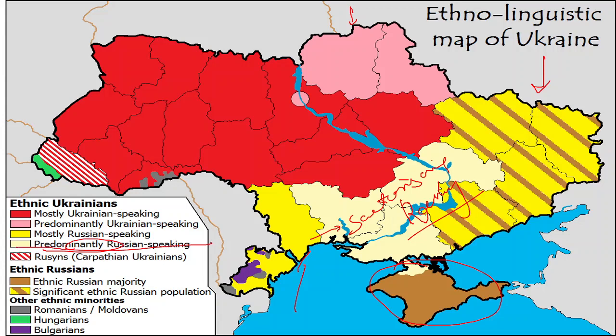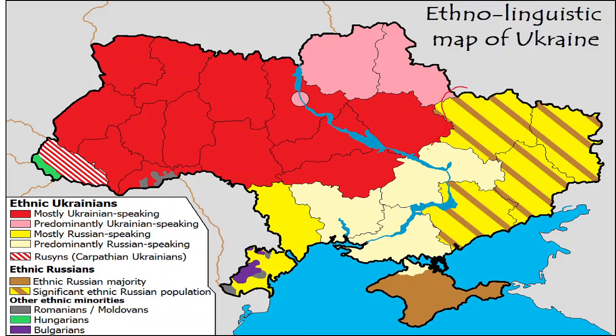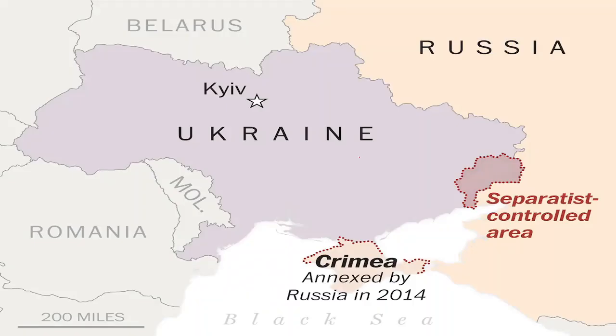So here you can see this patch of the land, this white color patch, predominantly Russian speaking. Russian speaking peoples are also living over this region. On an average, I will say almost half of the Ukraine is dominated by Russian speaking people, those who have affinity with the Russian culture and Russian language, and they want to be with Russia.